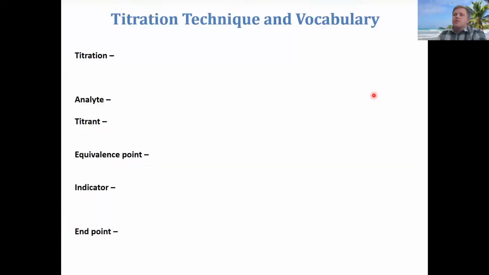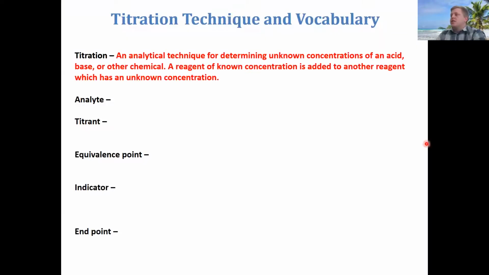All right, so the first word we're going to start with is titration. A titration is an analytical technique for determining unknown concentrations of acids, bases, or other chemicals. Now, a reagent of known concentration is added to another reagent which has an unknown concentration. And you carry this out until you see some sort of change in your solution.